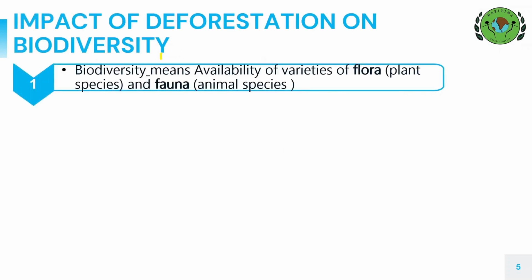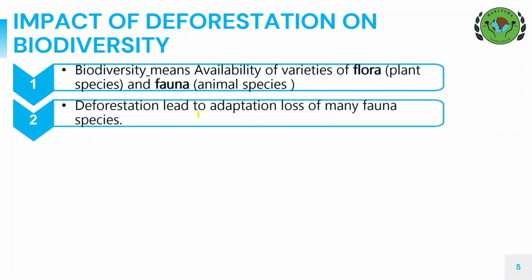Impact of deforestation on biodiversity. The word biodiversity is self-explanatory. It simply means diversity in biological or living beings. More simply speaking, variety of flora, that is plant species, and fauna, that is animal species. Due to clearing of forest, there is habitat loss of animals. They can't relocate. They will become extinct.